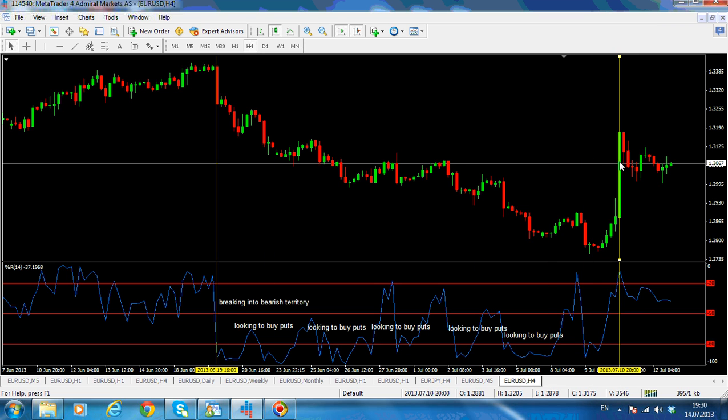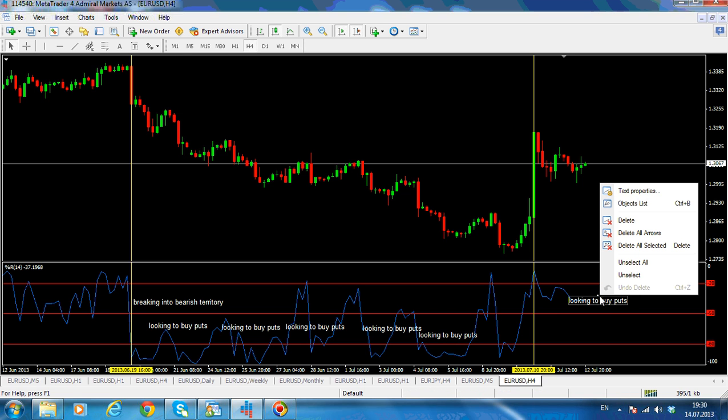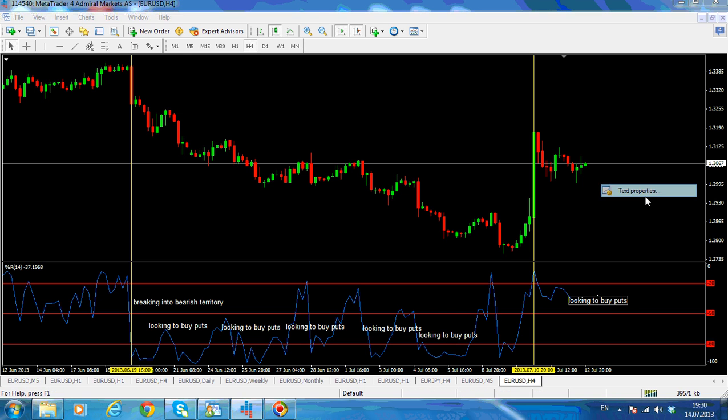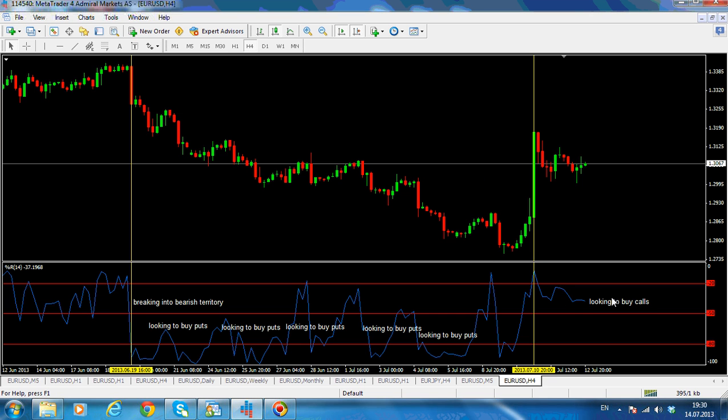This is a 4-hour chart, remember. And here, as long as the oscillator stays above the -50 and does not break below the -80, we are looking to buy calls. The invalidation level, or the reversal level, for buying calls will be if the oscillator goes into the opposite side.